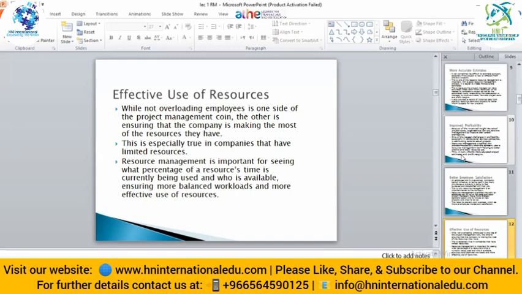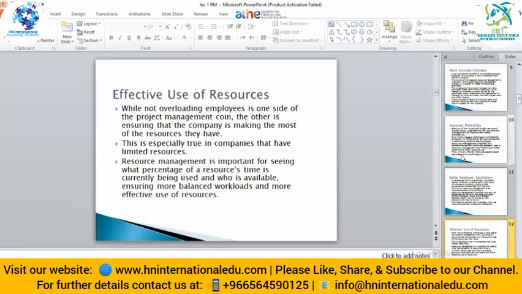Like if one person is doing work on two projects at the same time, when he is free, we will assign that resource to another project, and the person who is doing work on projects three and four, we will shift that person in place of person number one. So we are swapping our resources from one to another, and we are managing their time and their work according to their skills. This is especially true in companies that have limited resources, because they cannot afford new employee hirings or new machinery purchasing. So we have to utilize the resources in a more effective way.